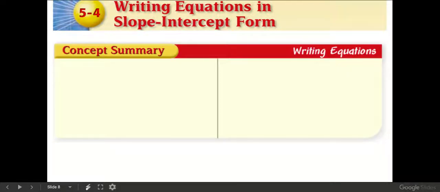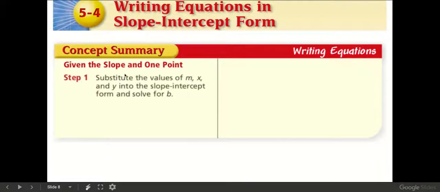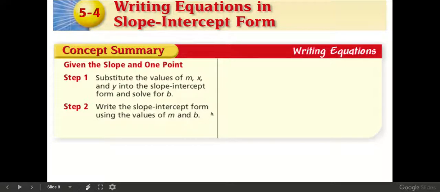So here's a concept summary of what we did, and you might want to write this down. When you're writing equations, if you're given a slope and one point, step 1, substitute in your m, your x, and your y. Your m would be your slope, and your x and y come from the point they give you, into the slope-intercept form, and then solve for b, solve for the y-intercept. Once you have that, you can use your slope and your y-intercept, your m and your b, and put them into the equation.